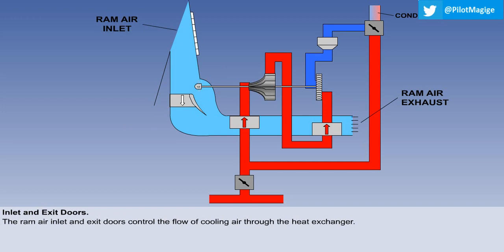The ram air inlet and exit doors control the flow of cooling air through the heat exchanger. Their positions are controlled automatically by signals from the temperature control system. They are normally held open for maximum cooling on the ground and at low speed and low altitude.